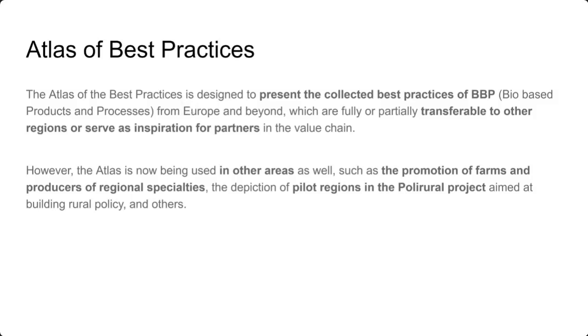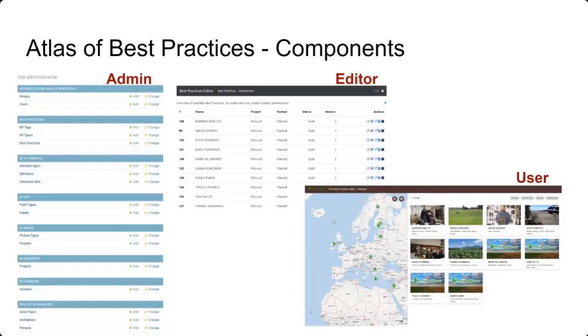We try to find some way to show people interesting examples from their countries and from their regions to other partners. And we think that this tool, which we developed, would be very interesting and usable also for other purposes, for example, as a promotion of farms, producers of regional specialities, pilot regions, and other interesting things. So what are the components of the best practices atlas? Best practices atlas is a web application which we have in three main components.